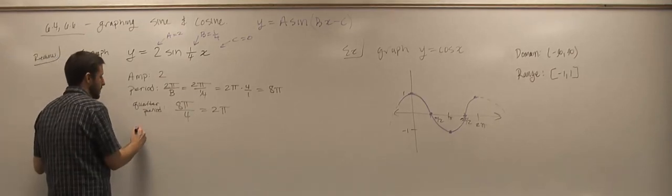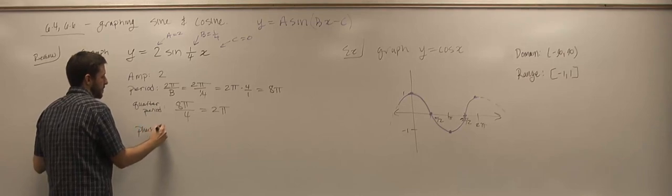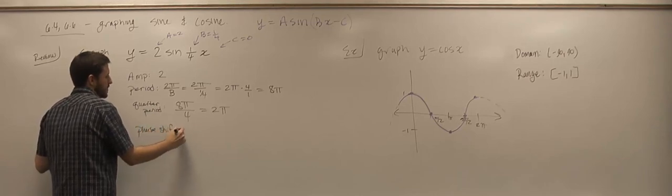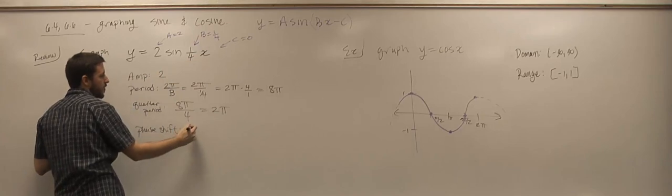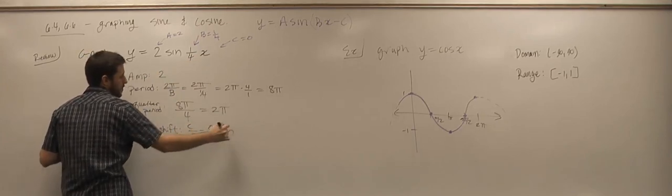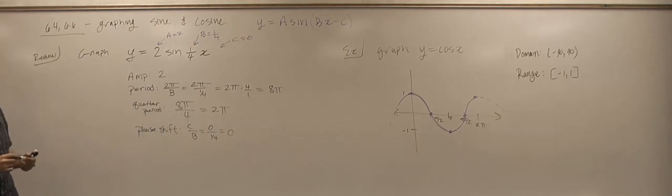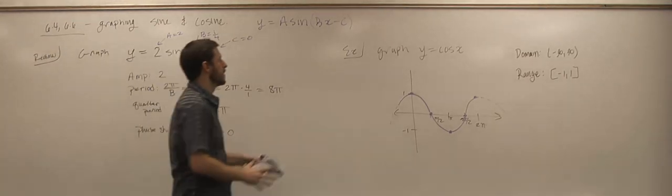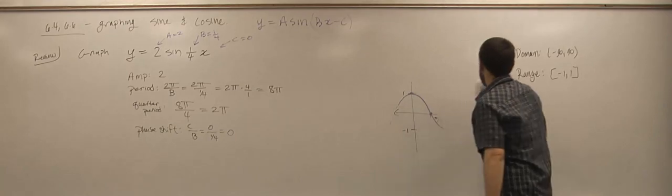And then the last thing I need is the phase shift, but in this case, it's 0 since C is 0. The general formula is C over B, but that would be 0 over 1/4. Now we can do a decent graph of this guy.